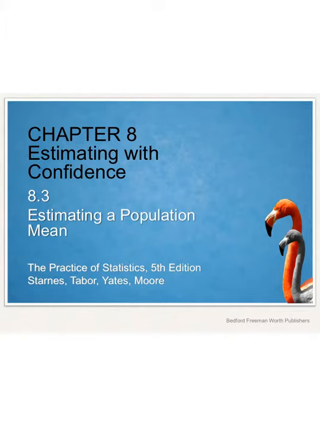So the last section in Chapter 8 has to do with when we want to estimate a population mean. So we're talking about quantifiable stuff. So we're going to be looking at a slightly different set of requirements and a slightly different formula. As a matter of fact, a new distribution called the t-distribution.